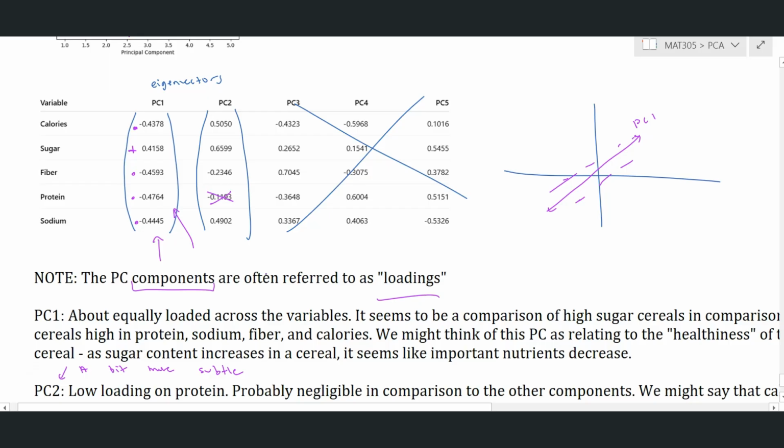Okay, so now a question we might have, and we'll answer this in the next video, is how do we somehow get a bit more of a visual representation? Now that we have this summarized in terms of PC1 and PC2, wouldn't it be great if we could come up with some sort of two-dimensional plot that compares the cereals in terms of where they fall on PC1 and where they fall on PC2? And that's exactly what we'll do next.